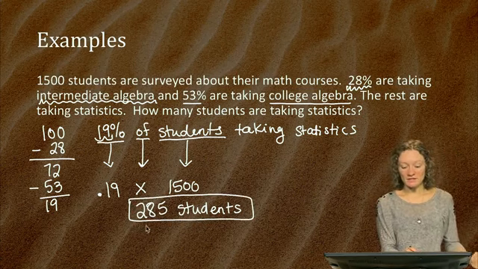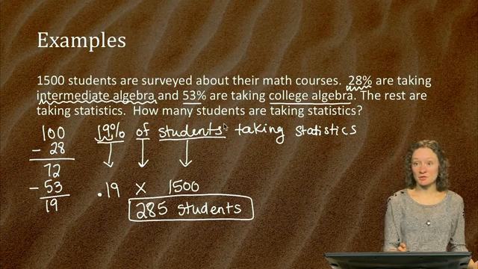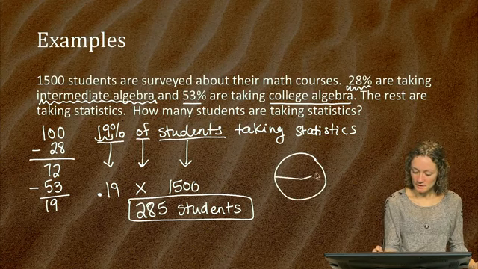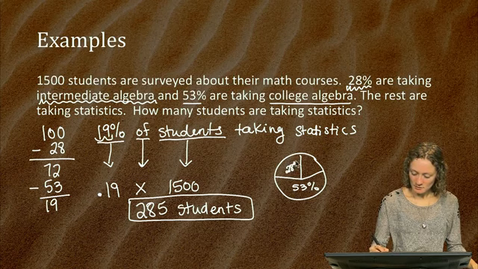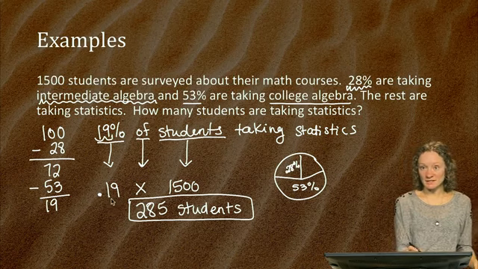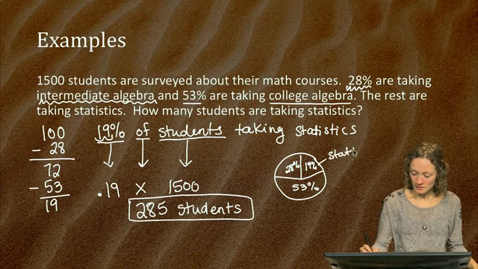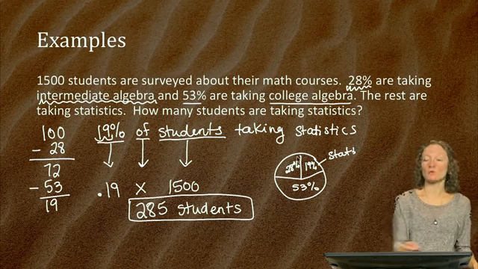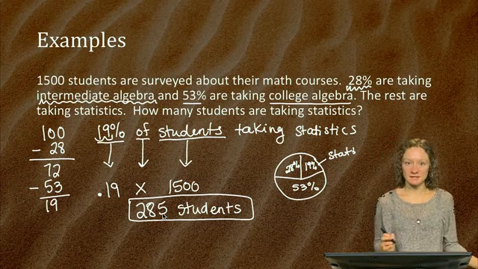In some cases, you'll be given different information. Sometimes you'll be given every single percentage. Sometimes the percentages will be presented to you in a pie chart. 53%. They still have to give you that information. 28%. And that leaves the remaining piece that we just found, the 19%, to be the ones taking statistics. So 19% of the whole population, which is 1,500, gives us 285, which is how many are taking statistics.